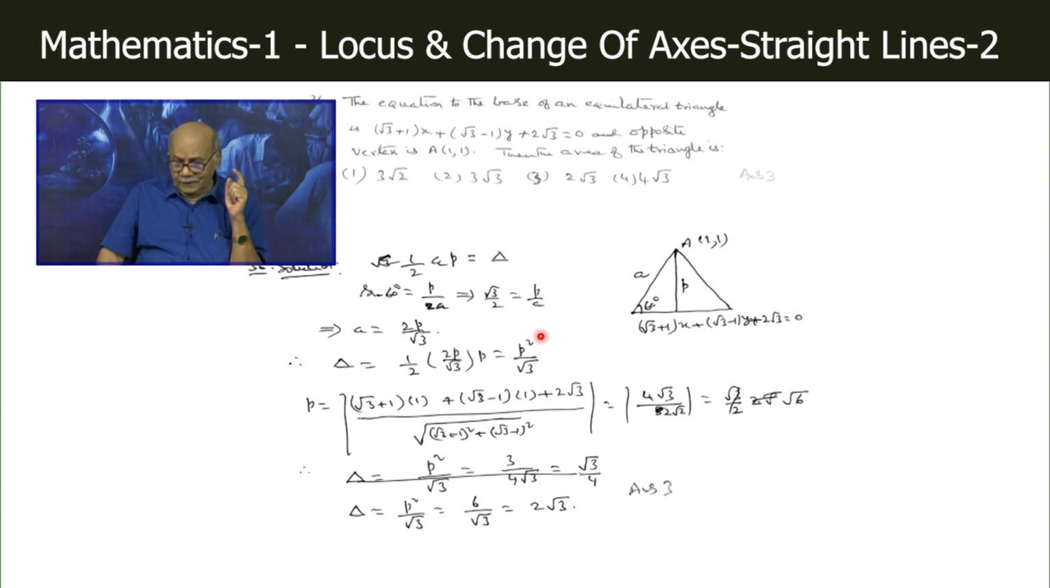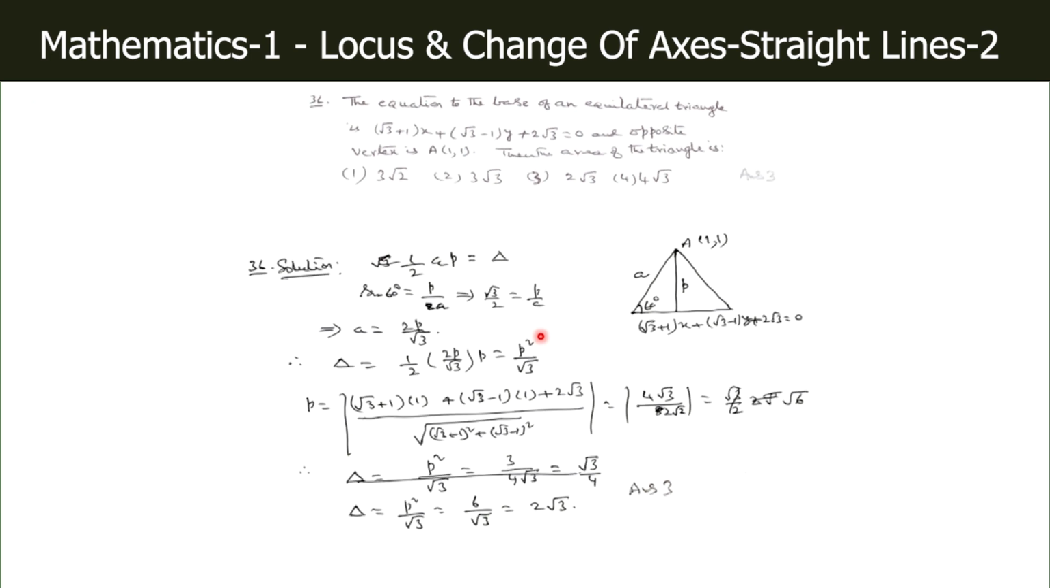P square by, you will get, please see that you will get sin 60 if you take P by A, and sin 60 means half. So you will get P is equal to root 3 by 2 into A, or A is equal to 2p by root 3. So therefore, the area of the triangle is simply p square by root 3.